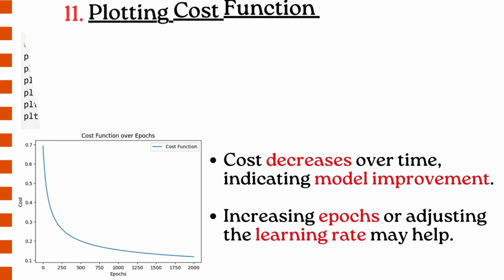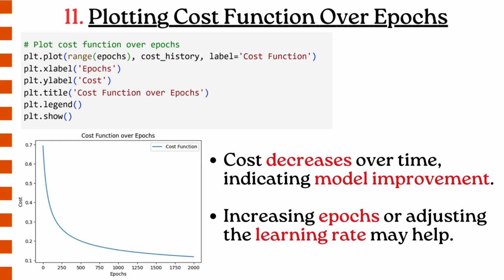11. Plotting cost function over epochs. Visualizes how the cost decreases over time, indicating model improvement. If the cost flattens too early, increasing epochs or adjusting the learning rate may help.